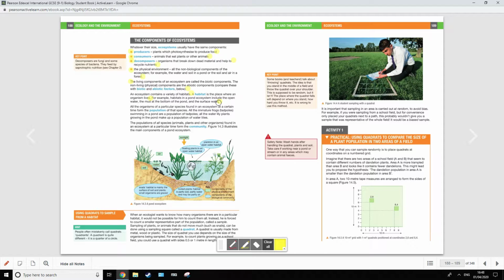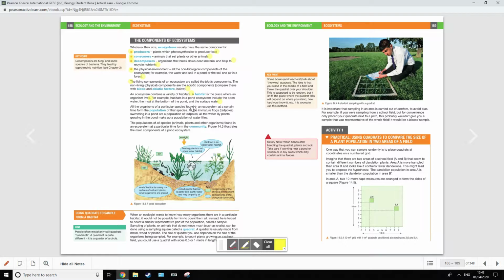So a habitat is a place that an organism lives. An organism, for example, in a pond, might live on the bottom in the mud like a worm, or it might live in the water column like a fish. Those are different habitats in an ecosystem.